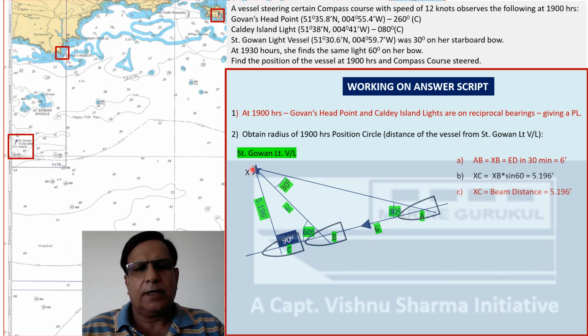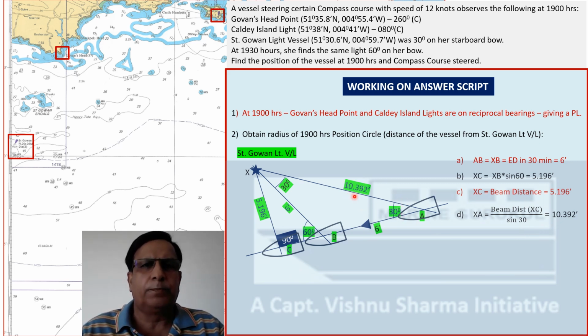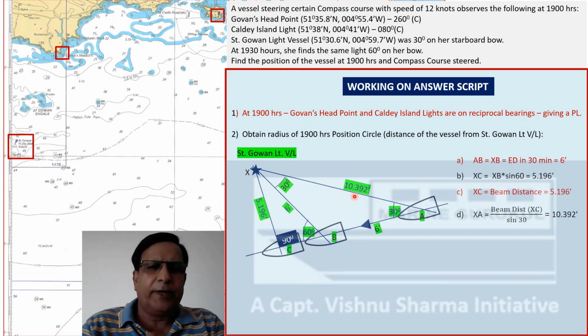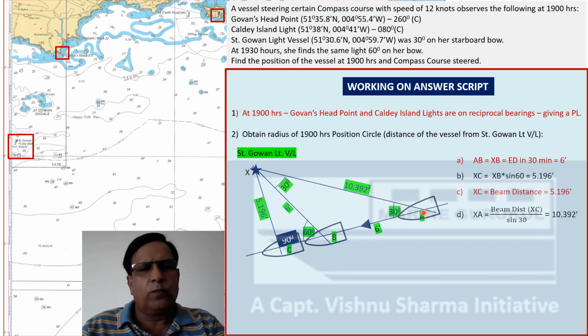Now using the triangle XCA, which is again right angled at C, and XC being 5.196, we can calculate XA for this angle 30 degrees. XA will be equal to beam distance of 5.196 divided by sine of 30 degrees, which gives us this distance of 10.392 miles. What is this 10.392 miles? It is the distance of the vessel at A. And when was she at A? She was at A at 1900 hours.